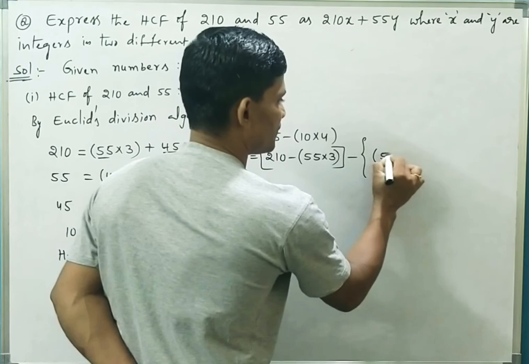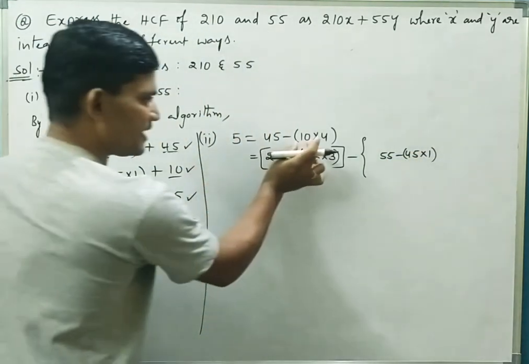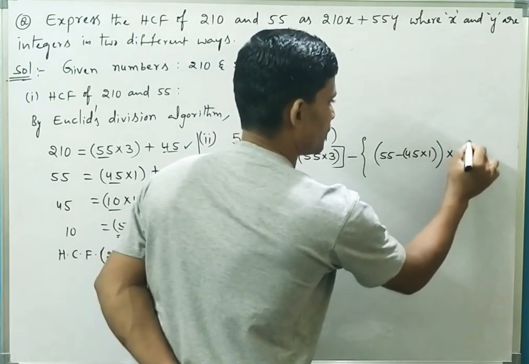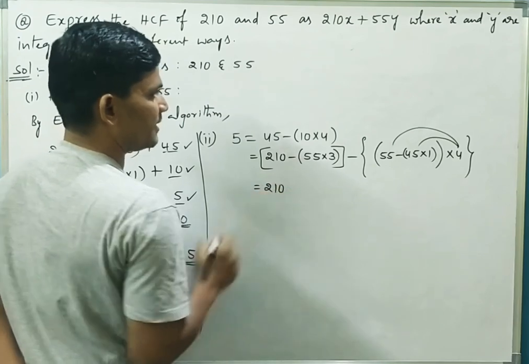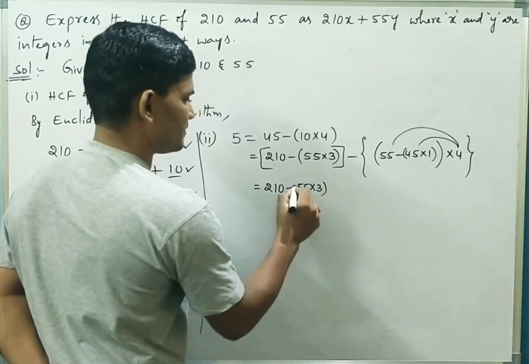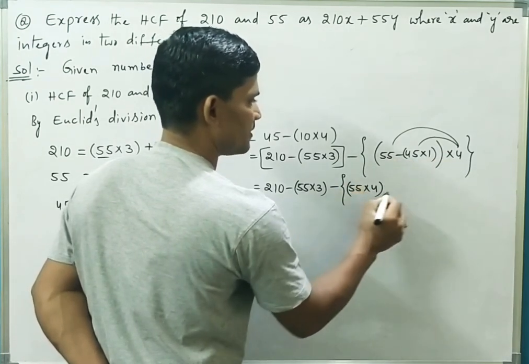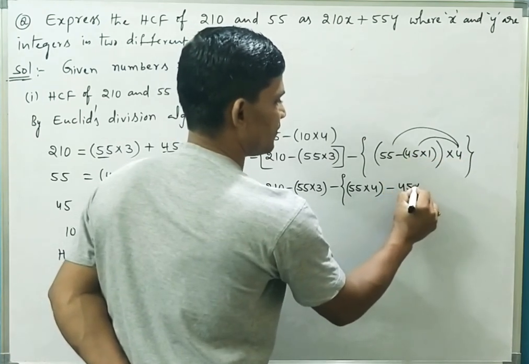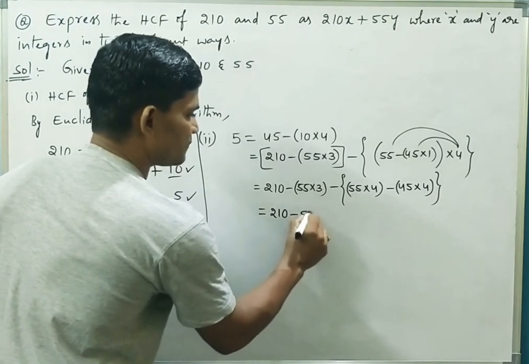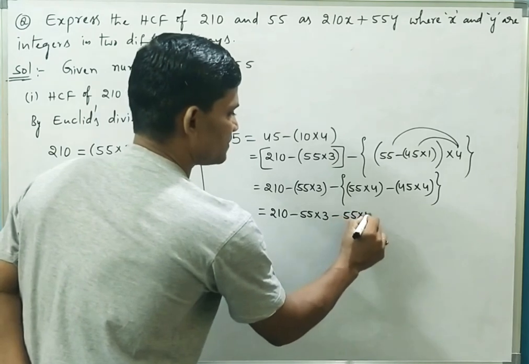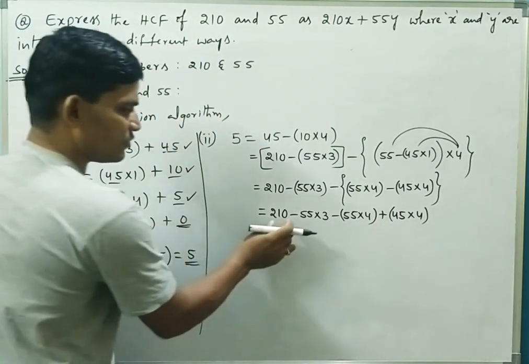So 55 minus 45 1 time, use the bracket here. This is only instead of 10. Again, this should be taken 4 times. So here you need to apply the distribution. 210 minus 55 3 times minus, apply the distribution, 55 4 times minus 45 into 1 into 4, it is 45 4 times. Remove the brackets. 210 minus 55 3 times minus 55 4 times, minus into minus, plus 45 4 times. Almost we have done. 210, 55, 55.